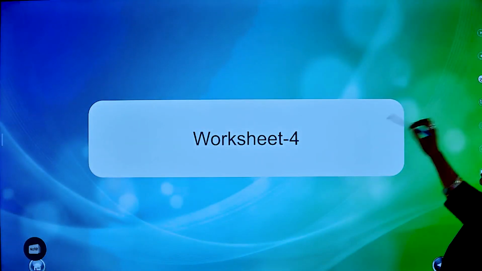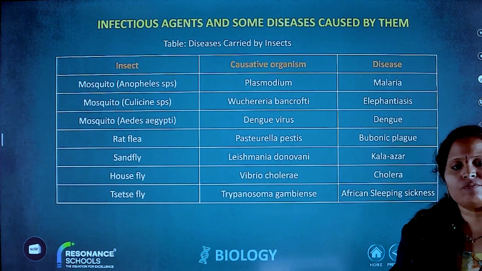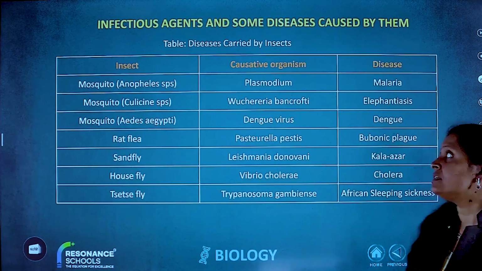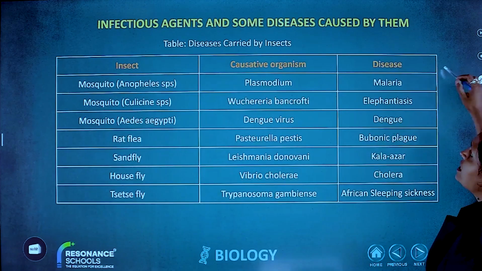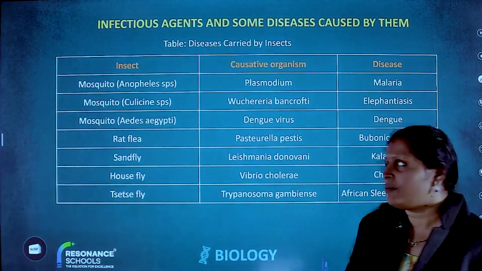So, till here, till worksheet 4 is your syllabus. Worksheet 4 should be completely done. And in the upcoming class, on Friday, I am going to cover all the things. Let us go with this. First of all, diseases carried by insects. Shall we go with diseases carried by insects? Two minutes time, it will be done.